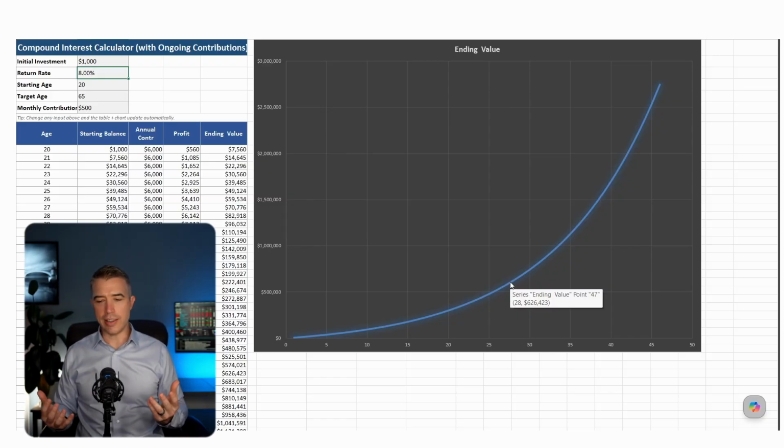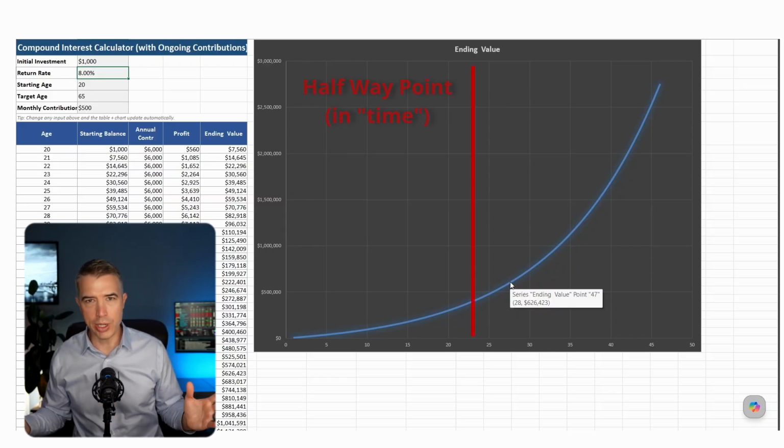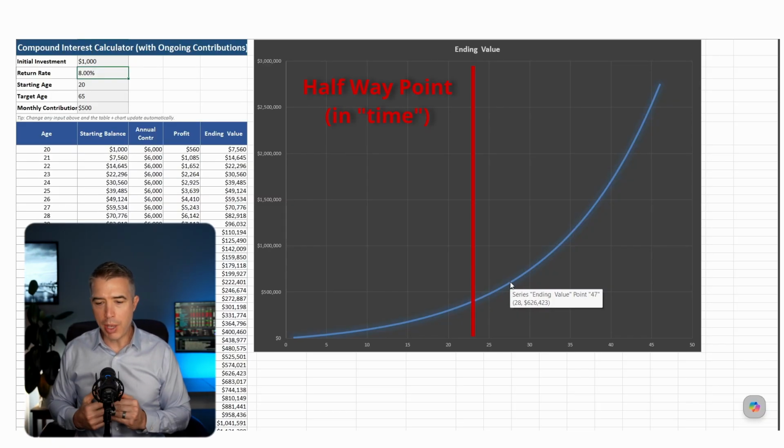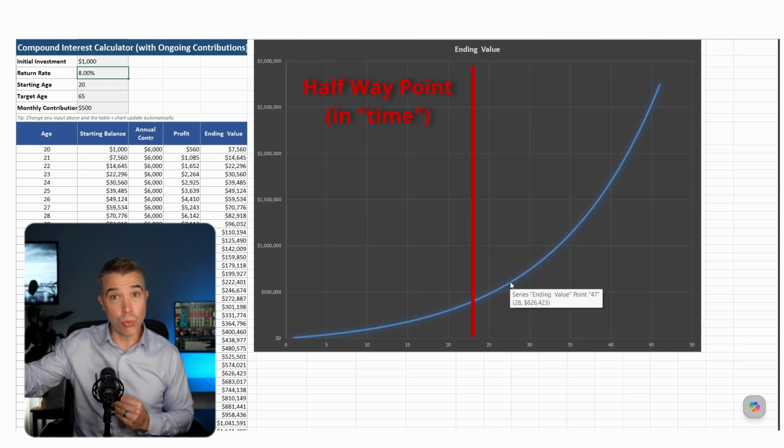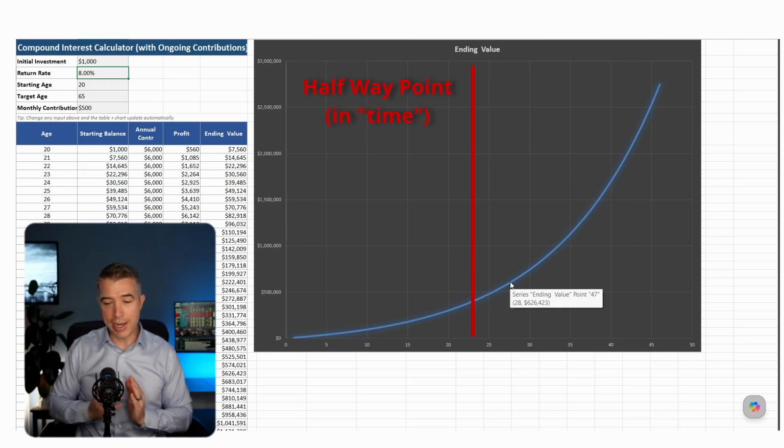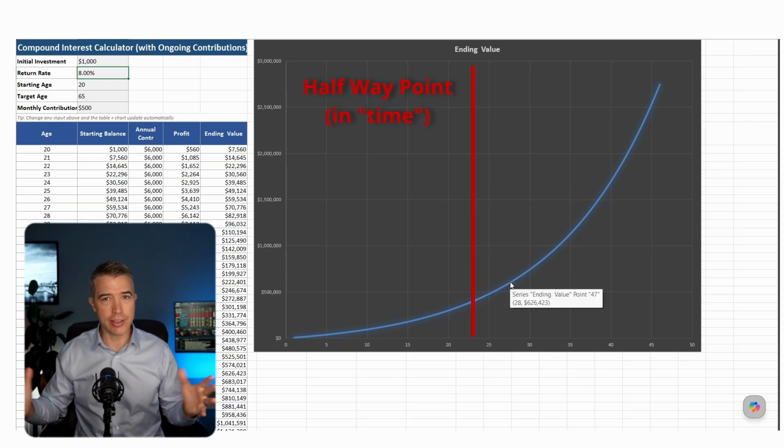So again, one of the secrets of investing is never interrupt that compounding process. And it's near the end of your working life where you'll see the biggest gains in terms of your net worth. Another way of looking at this is at the halfway point in terms of time, you may be a fraction of the overall wealth that you will achieve, but halfway through on a time basis, your investing period. And this type of compounding is all around us.